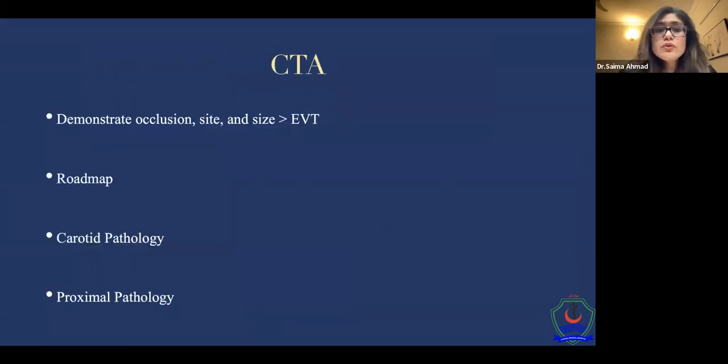So why do we use the CTA? We use the CTA because we want to demonstrate the site of occlusion. We want to know how long and how big the thrombus is prior to sending the patients for the endovascular therapy. If you are a neurointerventionist, you need a roadmap. So it provides you a very good roadmap. And then, of course, you look at the carotid pathology. This is important because you need to know what type of arch you are going to face, and whether there is any carotid pathology or not, because prior to putting the catheter, you should know what type of catheter you are going to use in the EVT, and what devices should be picked up.